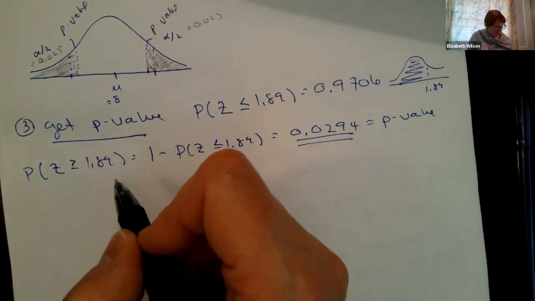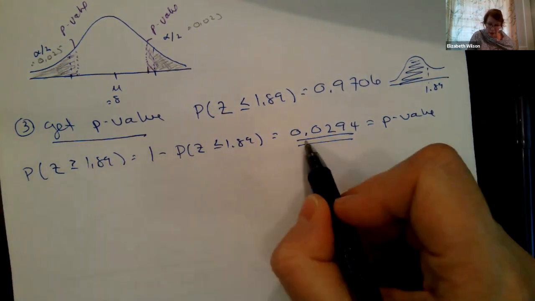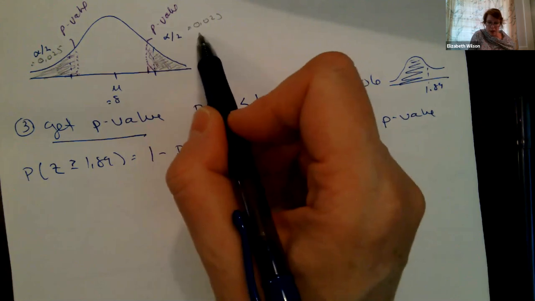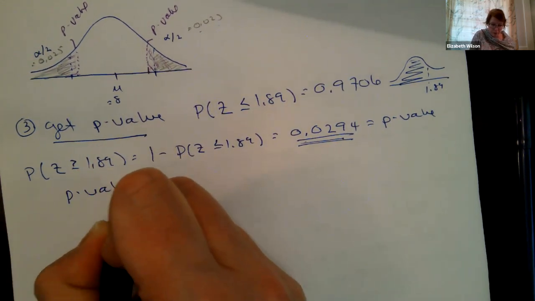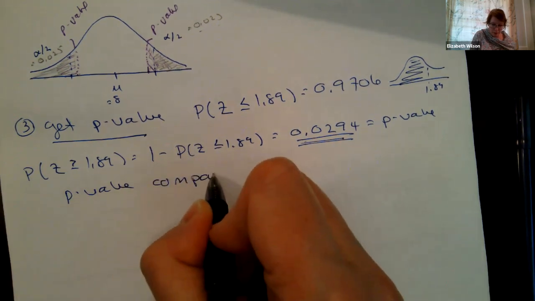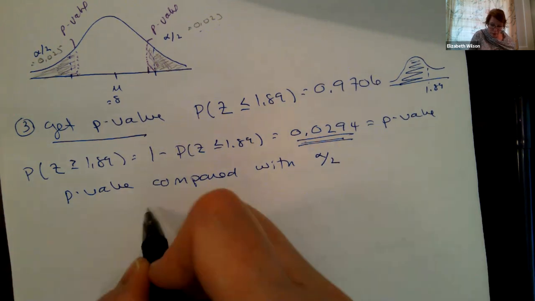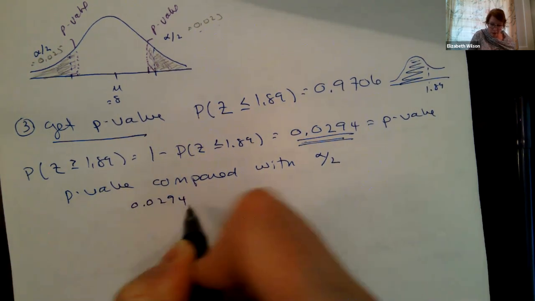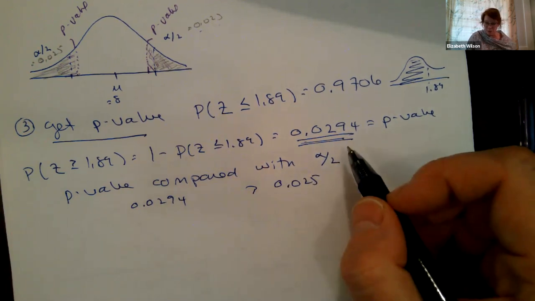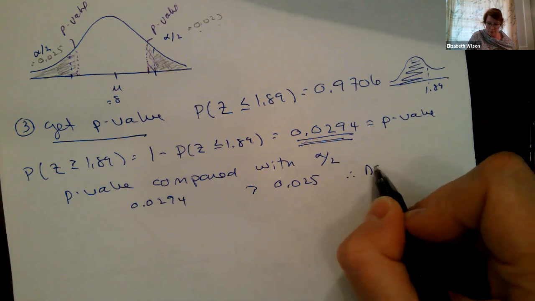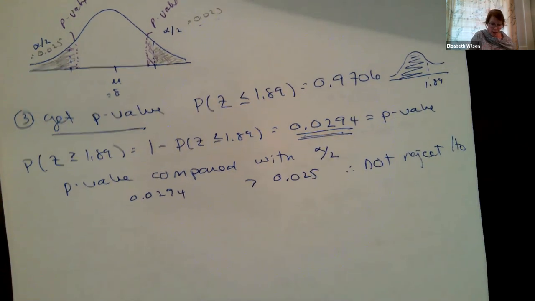Okay, so now what I need to do is I can do one of two things. I can say I'm going to compare 0.029 with alpha over 2, right? So p-value compared with alpha over 2, okay? So my p-value is 0.0294. That's bigger than 0.025. So we can say we're going to not reject our null hypothesis. That's one way.